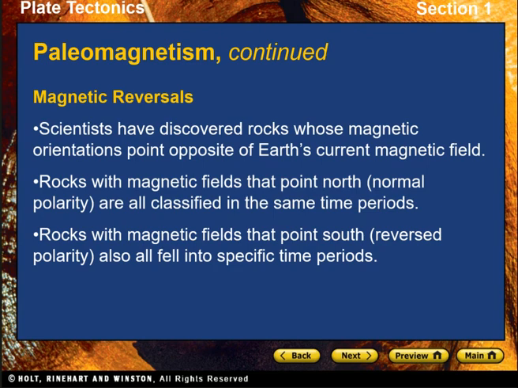Scientists have dated rocks of different magnetic polarities. All the rocks with magnetic fields that point north, or normal polarity, are classified in the same time periods. All rock with magnetic fields that point south, or reversed polarity, also fell into specific time periods.